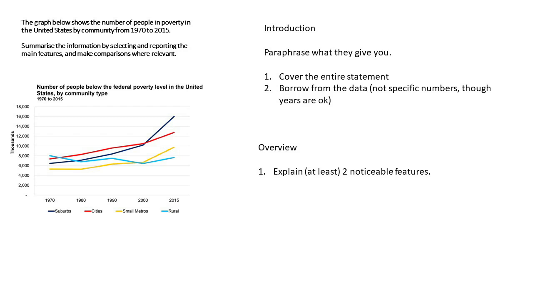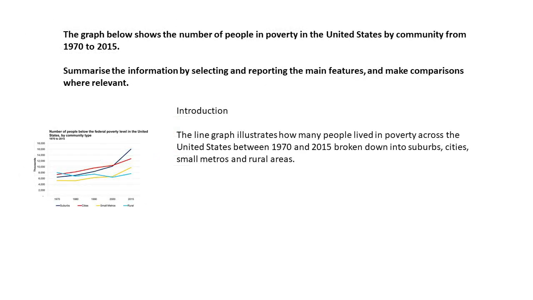So for our introduction, let's just see what I've done. You don't have to worry about anything else yet except paraphrasing that first statement and maybe borrowing a little bit from the data below. So here's my one. I'll read it out for you. I say, the line graph illustrates how many people lived in poverty across the United States between 1970 and 2015, broken down into suburbs, cities, small metros and rural areas.